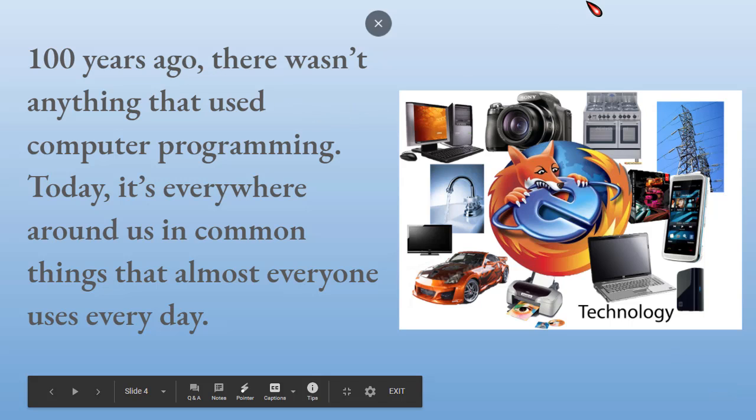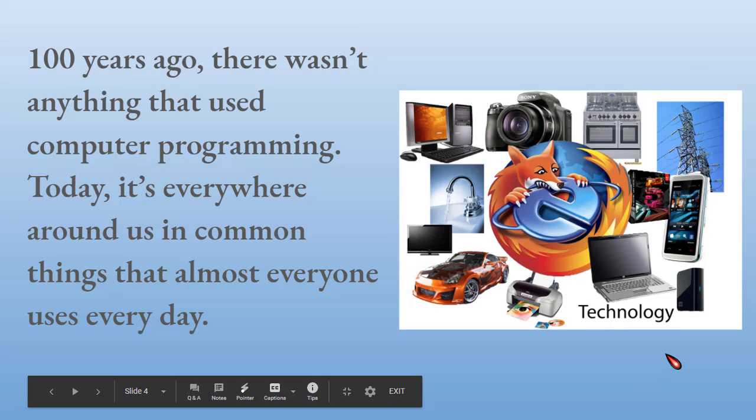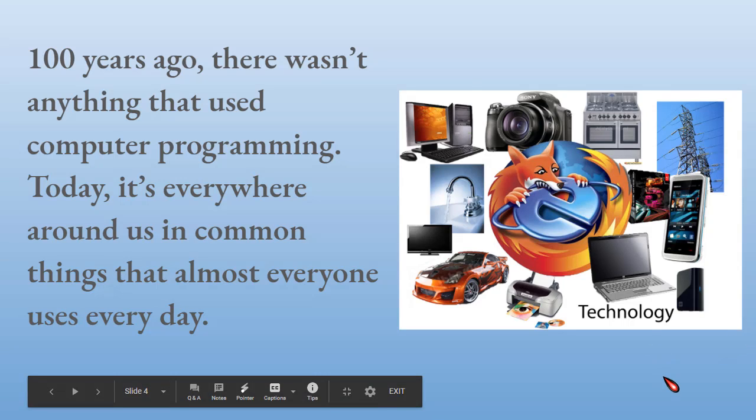100 years ago, there wasn't anything that used computer programming, right? If we went back in history 100 years ago, there was nothing that used computer programming at all. And now today, it's everywhere around us in common things that almost everyone uses every day. If you just look in the room that you're in, or you take a look outside as you go for a drive, or in a store that you visit, you can probably find 5, 10, 15, maybe even 100 things that are programmed by a computer scientist and have a program written for them to make them follow directions, follow instructions to do what they are supposed to do.